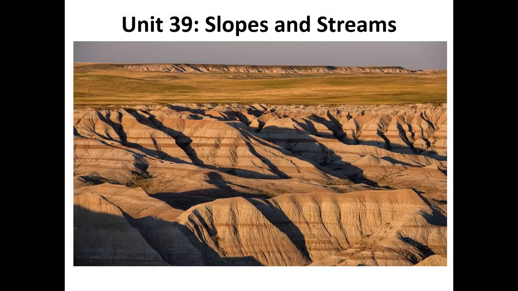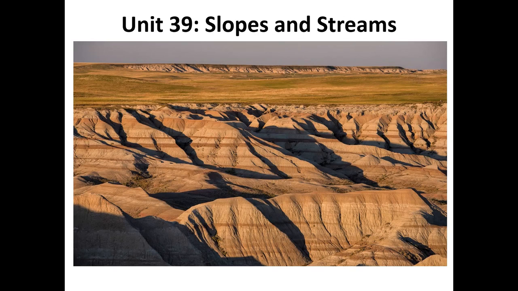So Unit 39, slopes and streams. This particular picture here is of the Badlands in South Dakota, and that's mostly sedimentary rock, sandstone. You can see the different layers of sediments that have built up over millions of years. There are a lot of fossils that have been found in the Badlands of South Dakota, and rain and wind erodes the relatively soft rock into these unique landscapes here.